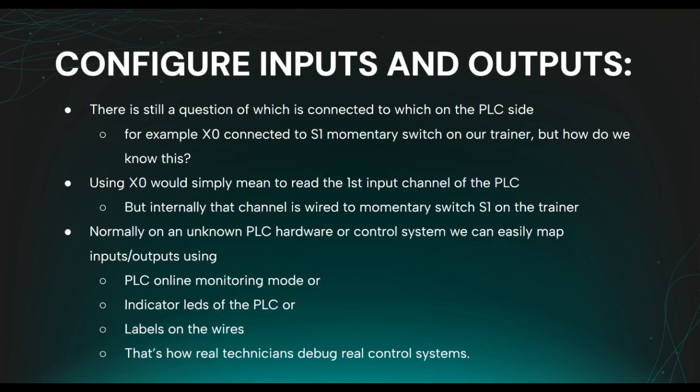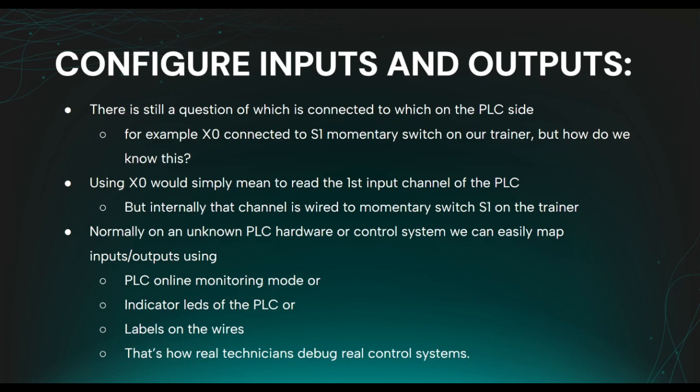Now there is still a question of which is connected to which on the PLC side. For example, X0 is connected to the S1 momentary switch on our trainer. But how do I know this? Usually, X0 will simply mean to read the first input channel of the PLC. But internally, that channel is wired to the momentary switch S1 on the trainer. So when the software reads anything that happens on the X0 of the PLC, it reads it. And that's how they are all connected.